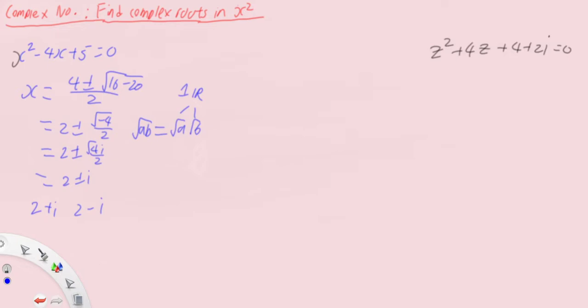Now, you can check your answer with your GC. Just don't forget to set it to the a plus bi mode, and you can just key in, let's say, 2 plus i, squared, minus 4 bracket 2 plus i, and then you should get minus 5. You can add the plus 5 if you want, but if you get minus 5, then that's the correct answer.